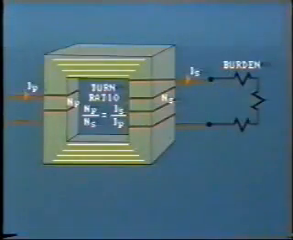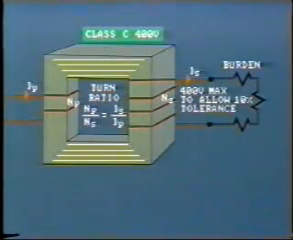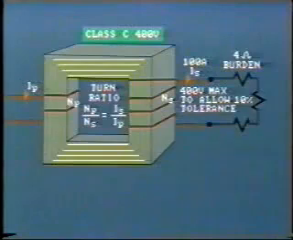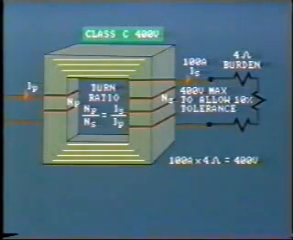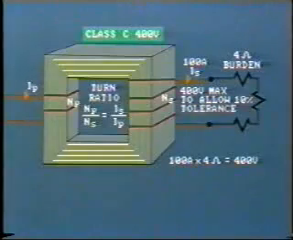You'll often see, for example, a CT marked Class C 400V. The 400V refers to the allowable volt drop across the burden to keep within the 10% tolerance. So if we wish to pass 100 amps through the relays, that is 20 times rated current of 5 amps, through the secondary CT, we must limit the burden to 4 ohms. 100 amps times 4 ohms equals 400 volts. In this arrangement, the CT will be 90% accurate at least.